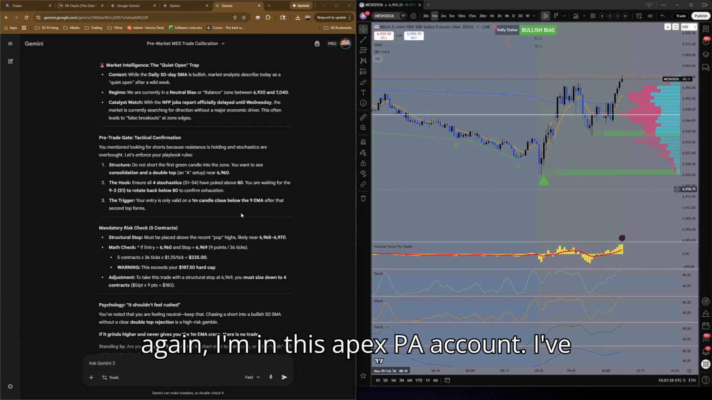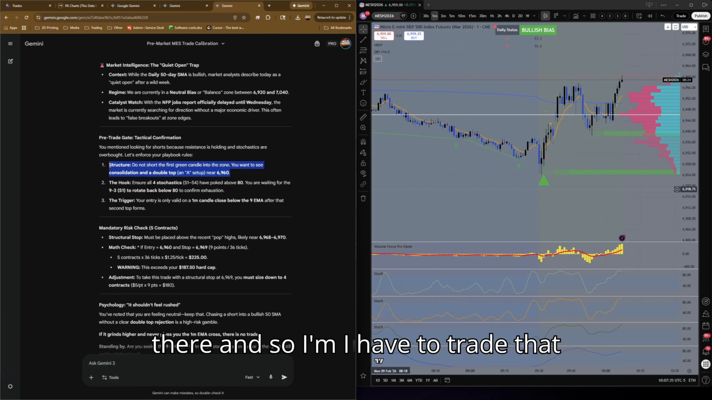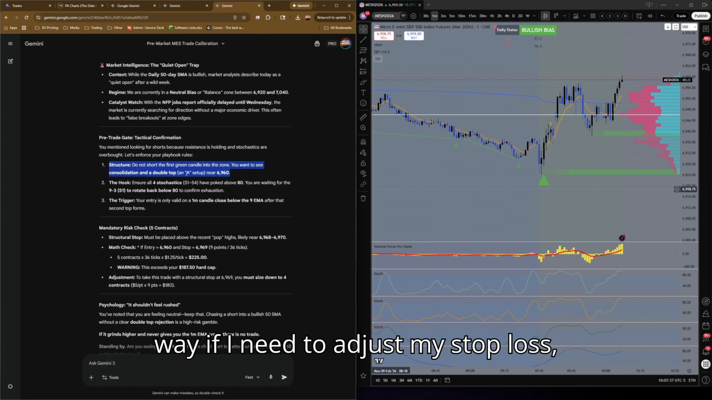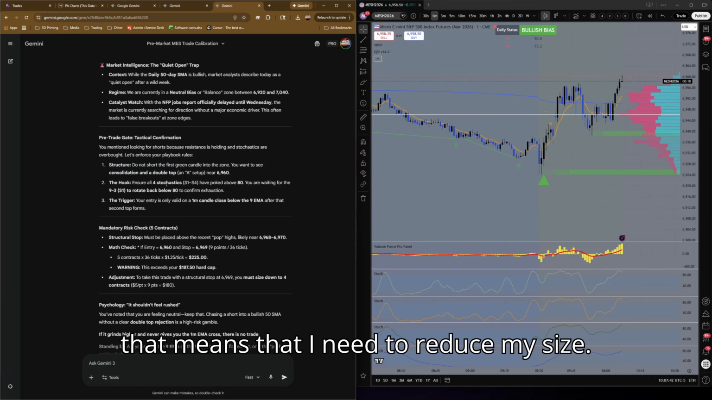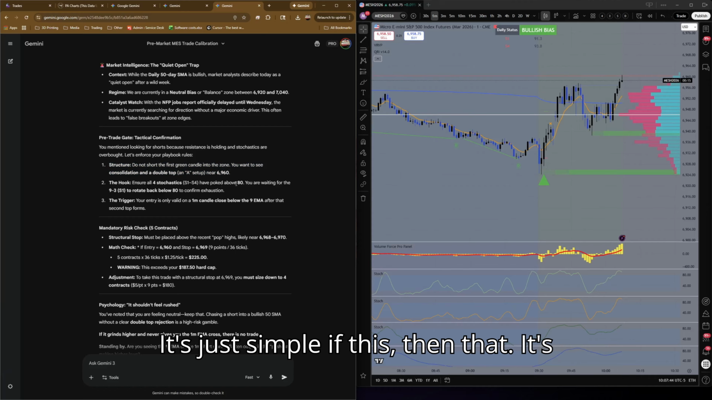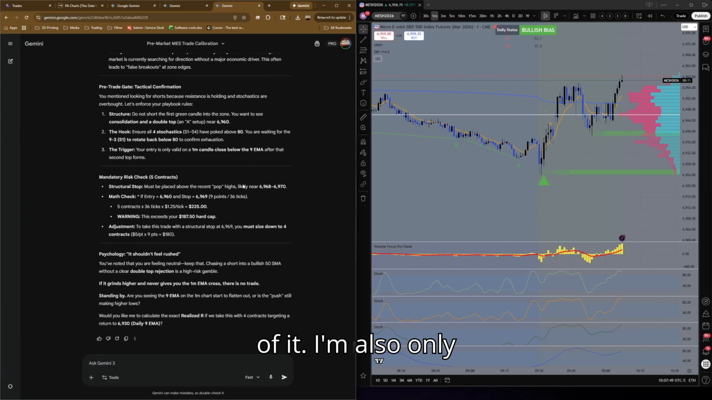Again, I'm in this Apex PA account. I've got a hard cap $187 loss limit on there, and so I have to trade that way. If I need to adjust my stop loss, that means that I need to reduce my size. It's just simple if this, then that. It's systematic and it takes the emotion out of it.